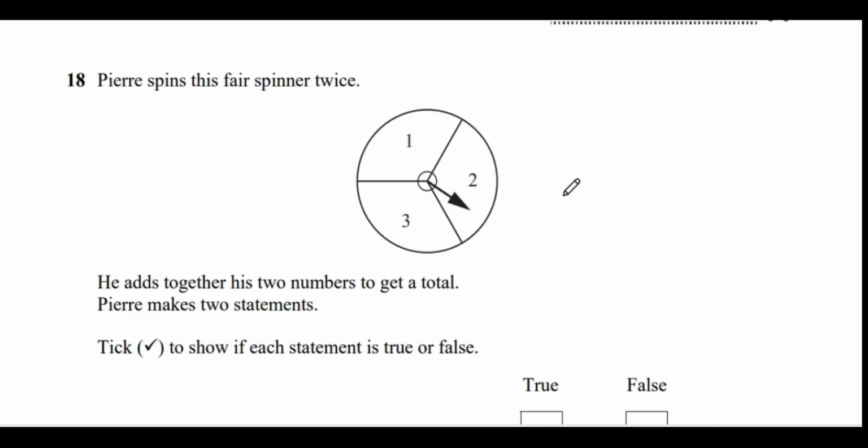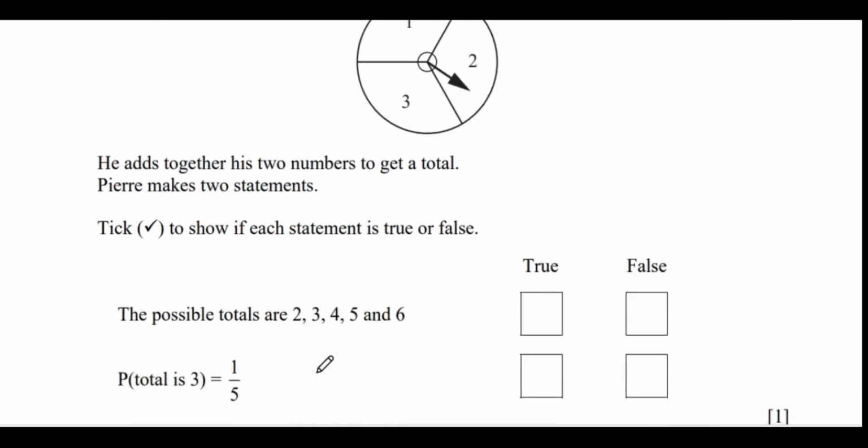He adds together his two numbers to get a total. Perry makes two statements. Tick to show if each statement is true or false. The first one is that the possible totals are 2, 3, 4, 5, 6. Okay, let's check.